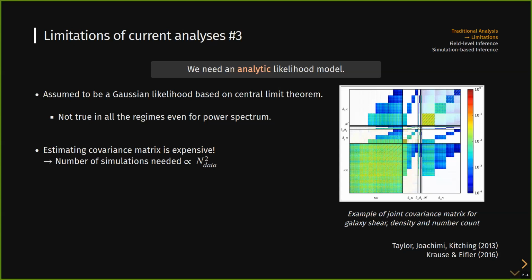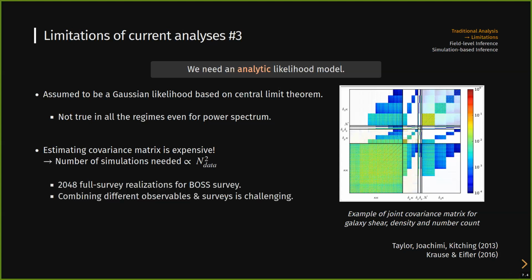And that is challenging because just for the BOSS survey, which ended in 2015 or something, you require 2,000 full survey realizations to calculate the covariance matrix. As you go into the future, your surveys are getting bigger, your data vectors are going to get larger, and you'll need more simulations. And second, if you want to combine different surveys or different observables, then your data vector keeps on getting longer, and the computational cost just gets prohibitive at some point.